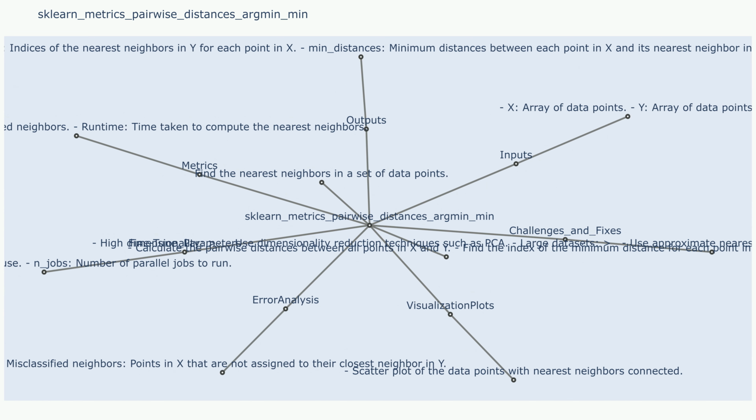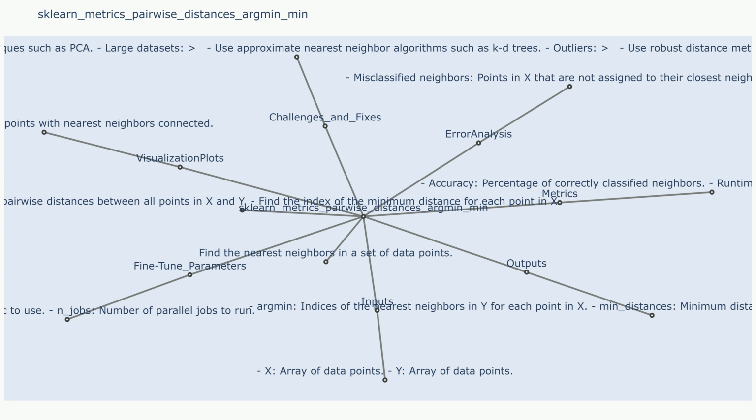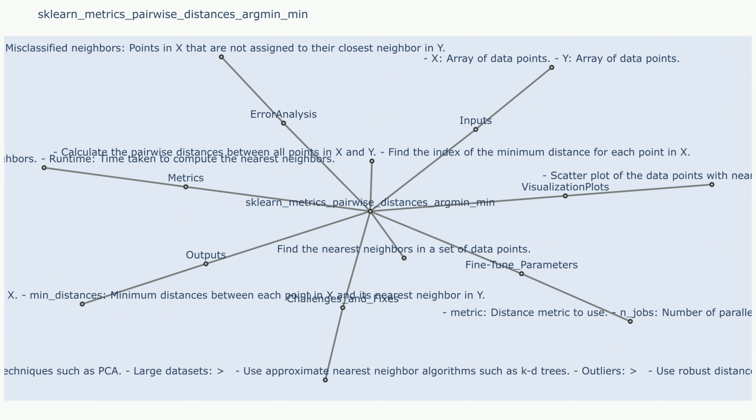Steps: calculate the pairwise distances between all input data points in X and all reference points in Y, using a chosen distance metric, default is Euclidean distance. Find the indices of the closest reference points for each input data point based on the calculated distances. Determine the minimum distances between each input data point and its corresponding closest reference point. Metrics: the chosen distance metric, e.g., Euclidean distance, Manhattan distance, cosine distance, is used to determine the closest reference points.